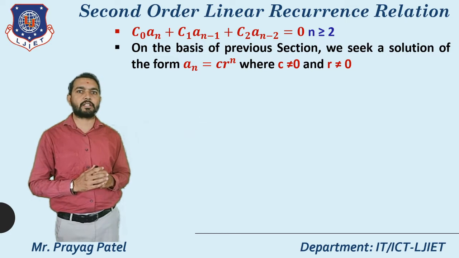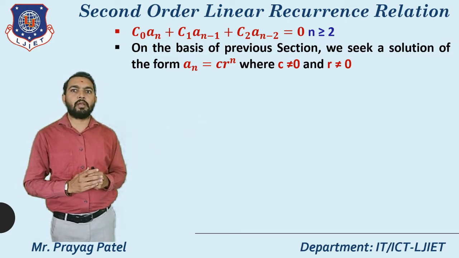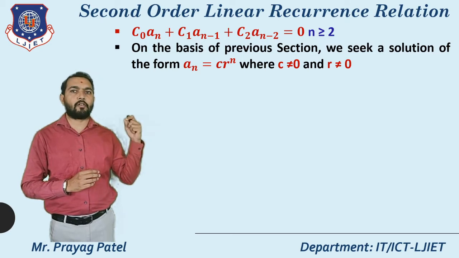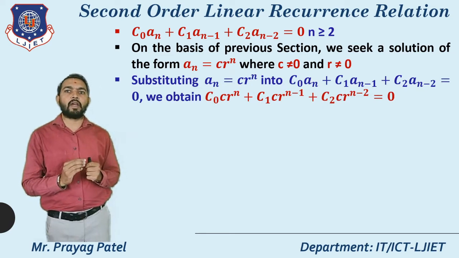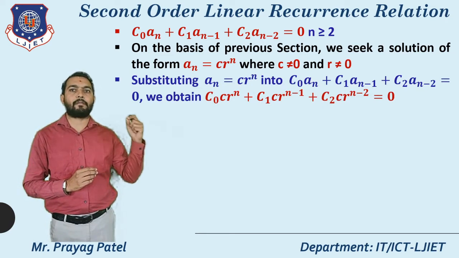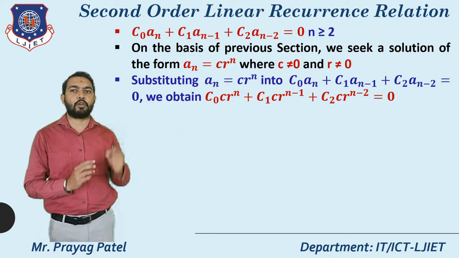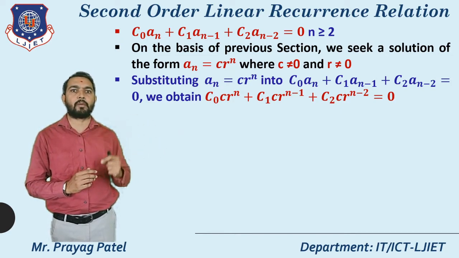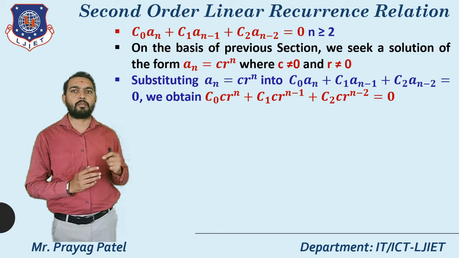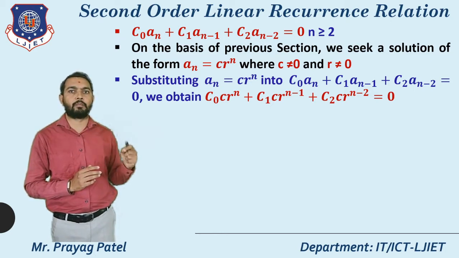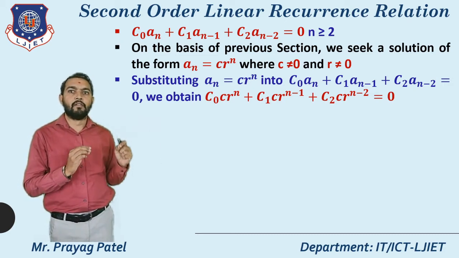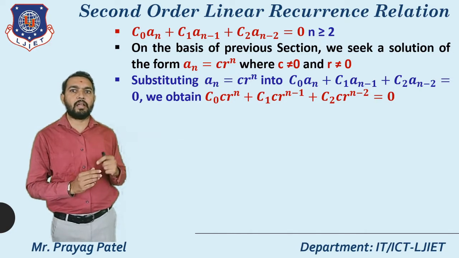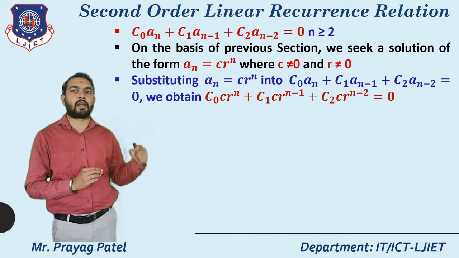On the basis of the previous sections, we take a solution of the form a of n equal to c into r raised to n, where c not equal to 0 and r not equal to 0. So we put the value of a of n equal to c into r raised to n into the function C0 a of n plus C1 a of n minus 1 plus C2 a of n minus 2 equal to 0. So we will get the result as C0 c into r raised to n plus C1 c into r raised to n minus 1 plus C2 c into r raised to n minus 2 is equal to 0.